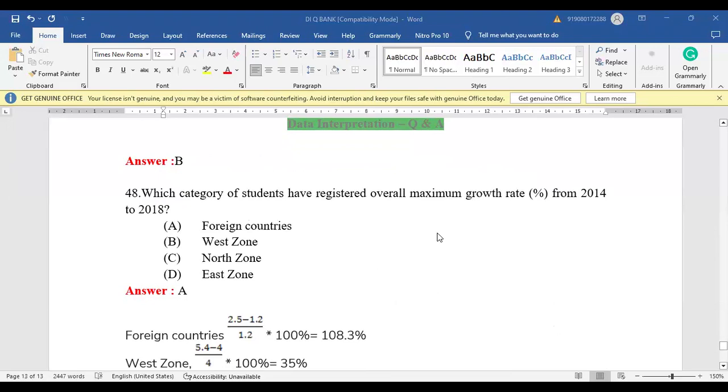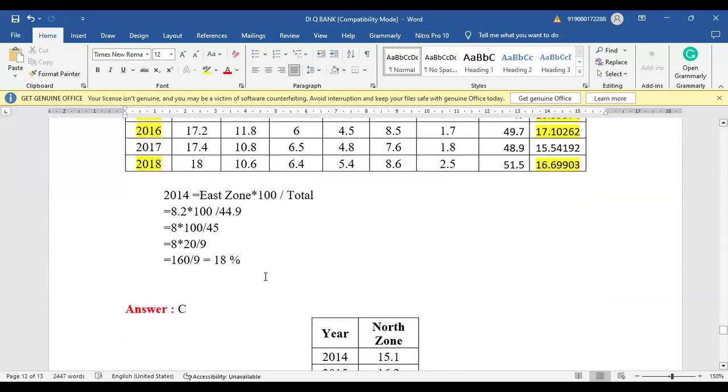Which category of students have registered overall growth rate percentage from 2014 to 2018? So we have to calculate foreign, west, north, east zone. Okay. What we need to calculate? What type of question is this? Very good, ma'am. Percentage increase, growth rate, we need to calculate. So foreign countries, I think I copy paste the table again, so it is easy.